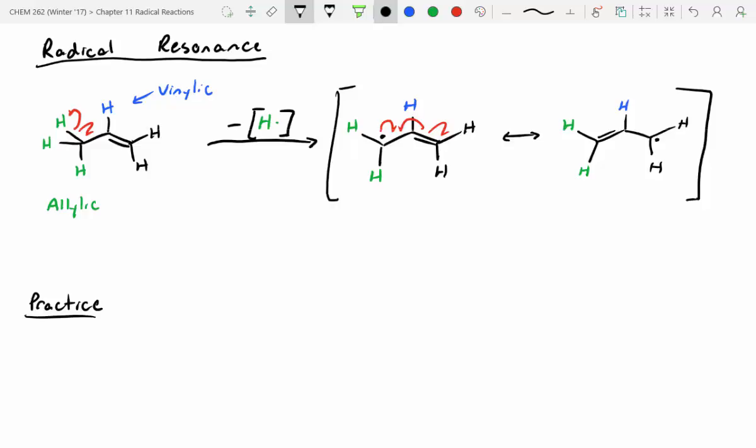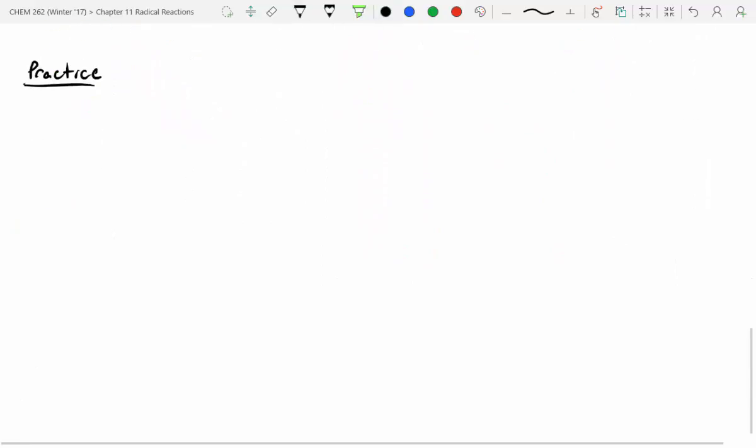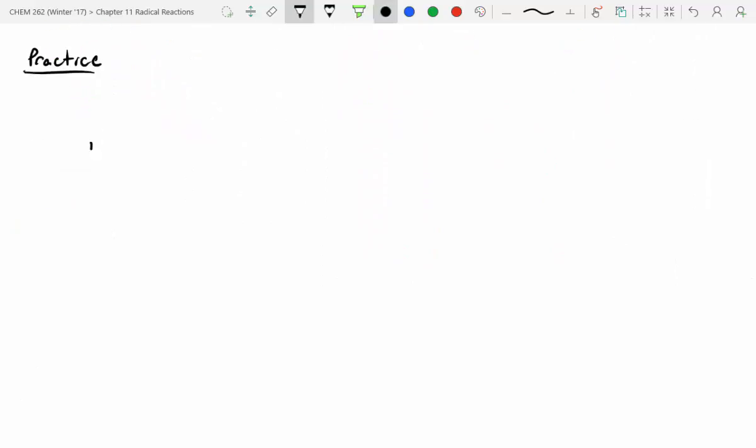And I want you guys to help me draw some resonance structures for this compound where we've got pi bonds here, here, and an unpaired electron up here. So I'll give you guys a minute to work on this, but then check with your neighbor to see if you guys agree. And I'll give you a hint. There's two other resonance structures.